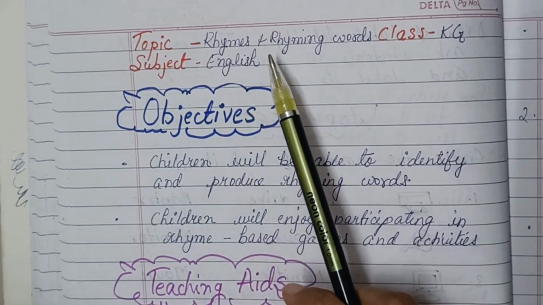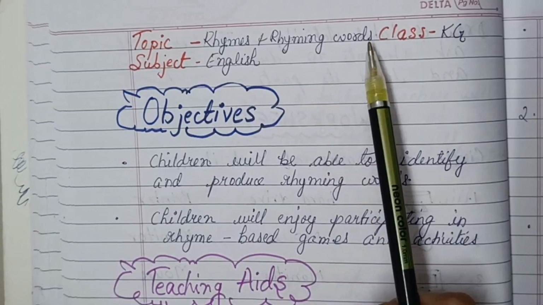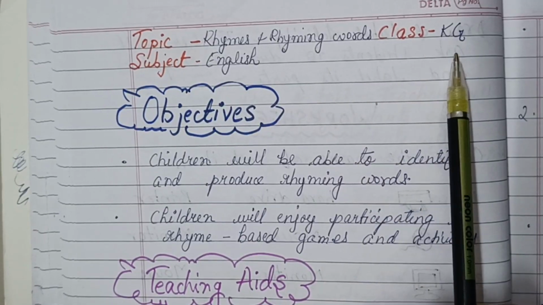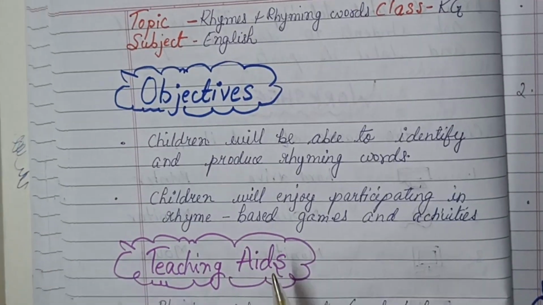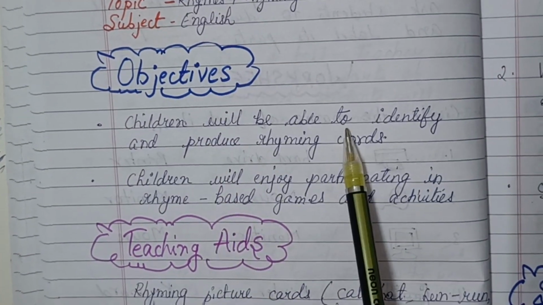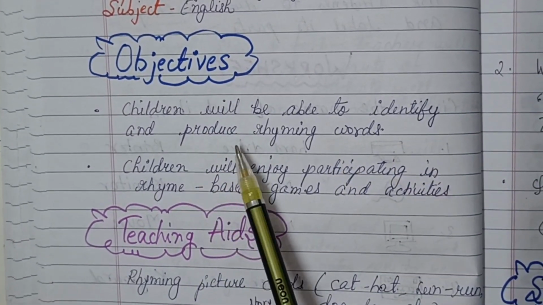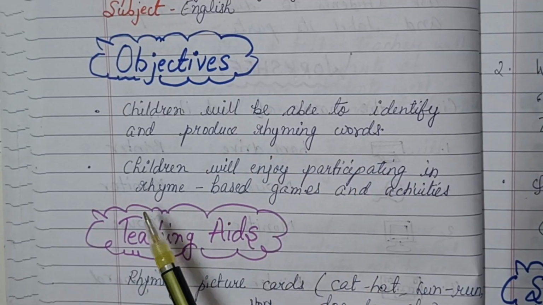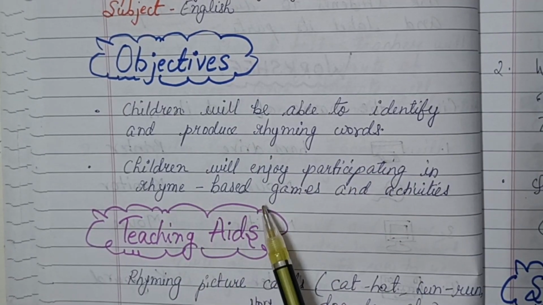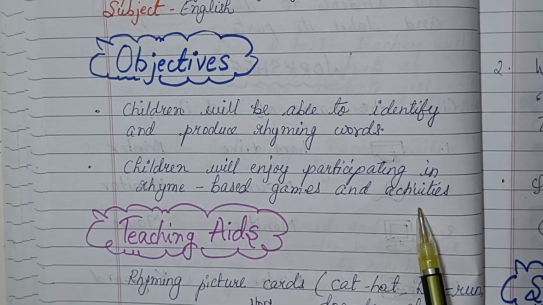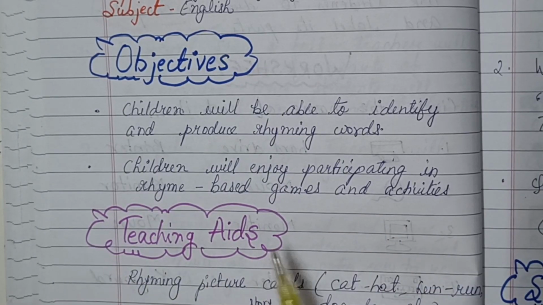Today's topic is rhymes and rhyming words for class KG, subject English. First, objectives. Children will be able to identify and produce rhyming words. Children will enjoy participating in rhyme based games and activities. Teaching aids.